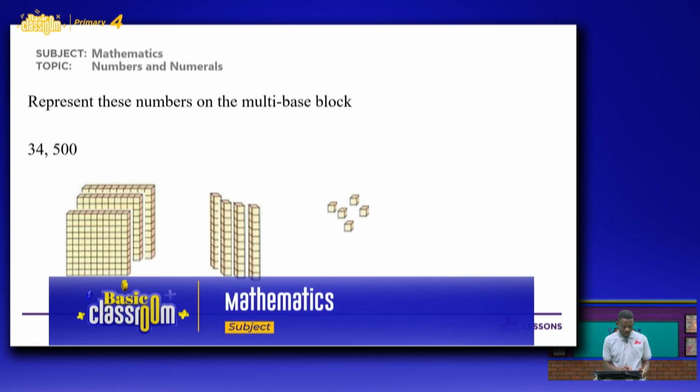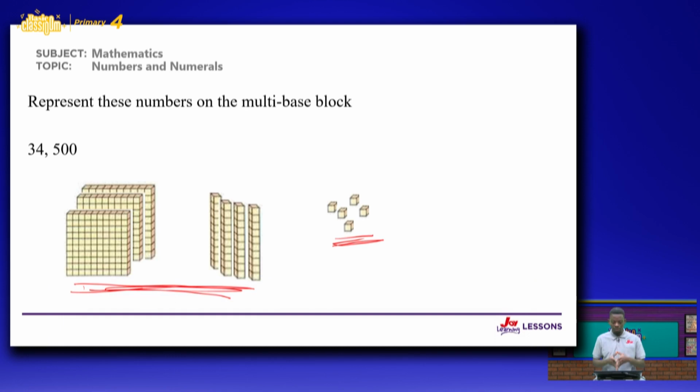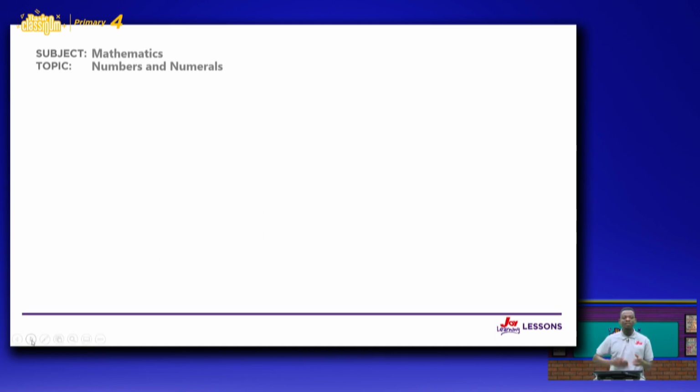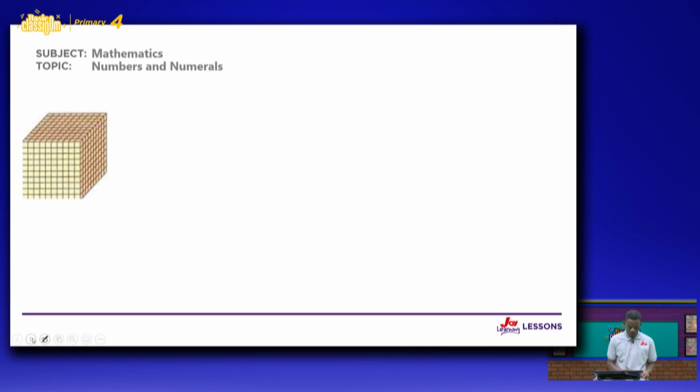So we have 34,500 because we are having 3 of the flats, which is tens of thousands. We have 4 of the longs, which is representing 1,000. And we have 5 of the units, which is representing hundreds. Very good. That is how we use the multi-base block to represent numbers. Let us move on. Let us take some examples and be familiar with how to represent numbers using this.